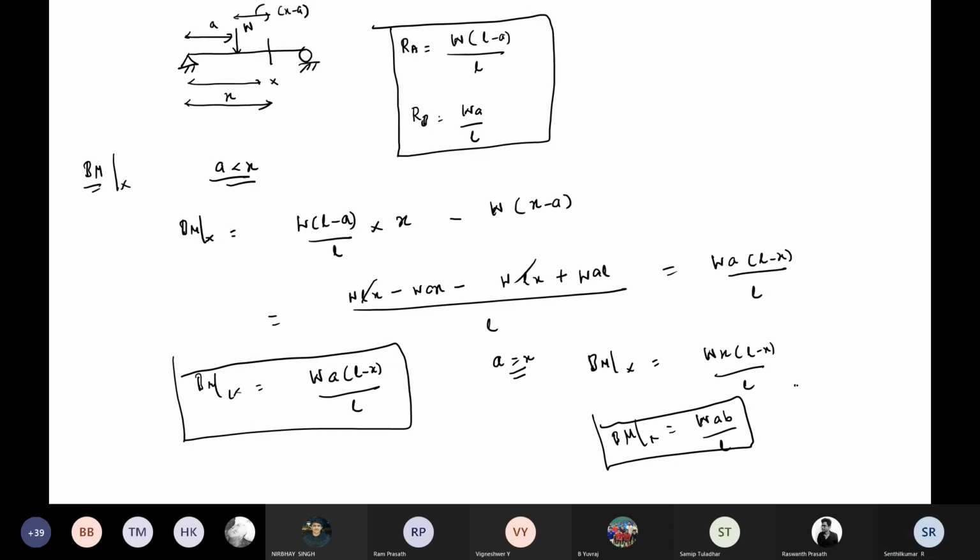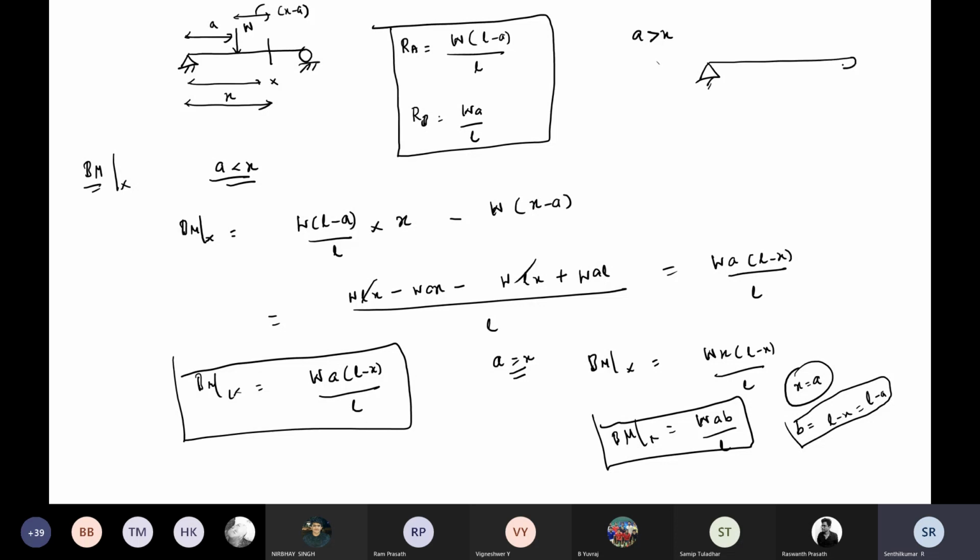When x equals a, b I can take as L minus x or L minus a. So then your bending moment at x will always be W a b by L, whatever the section. Again, one more option: I'm having a is greater than x.